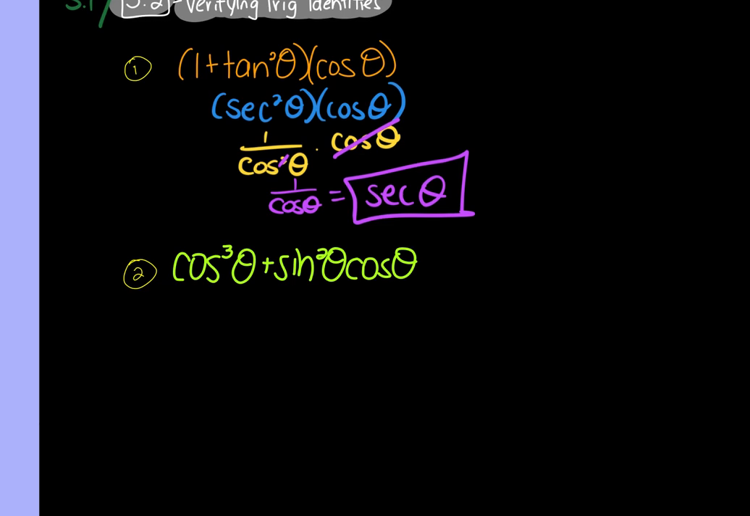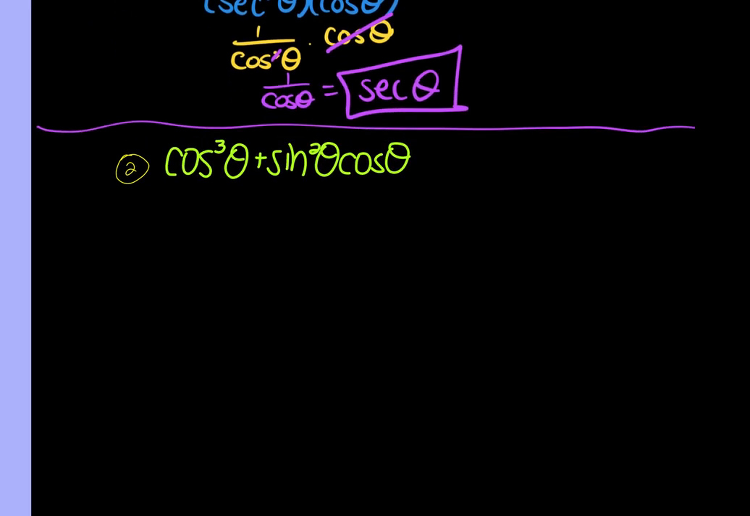Go to 2. What can you do on that one? Good. Take out a cosine. One has cosine to the third and the other one has just cosine to the first. So I can take out one cosine. And I'd get cosine squared plus sine squared theta. And what is cosine squared plus sine squared? 1.